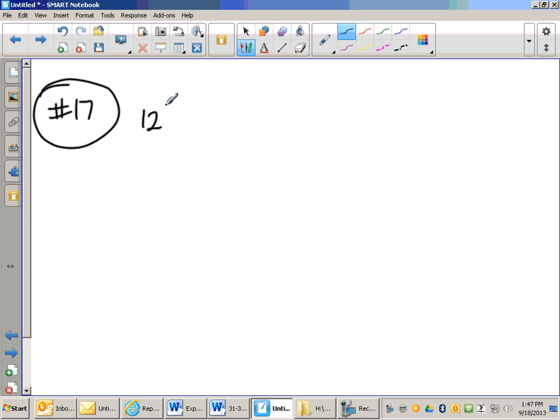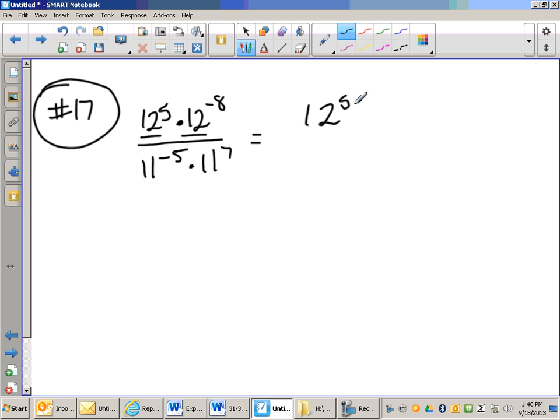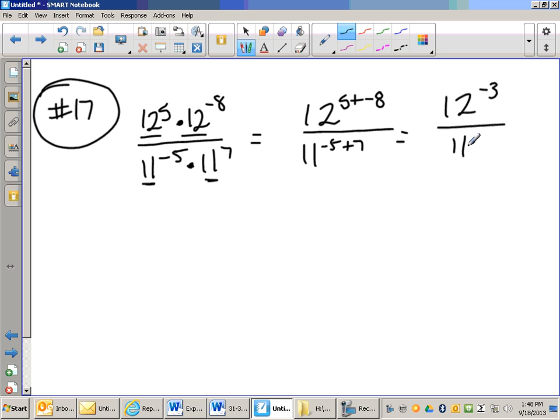We'd have 12 to the 5th times 12 to the negative 8 over 11 to the negative 5th times 11 to the 7th power. So the first thing I would check out is simplifying the numerator. Now here I'm multiplying. I have the same base, so I'm going to add the exponents. So I'd have 12 to the 5 plus negative 8, like this. And same thing on the bottom. I'm multiplying. I have the same base, so I'm going to simplify them as 11 to the negative 5 plus 7. Now if I simplify that, I have 12 to the negative 3 over 11 squared.